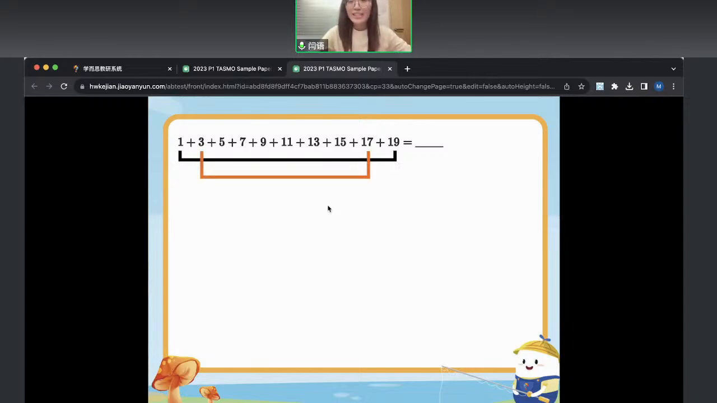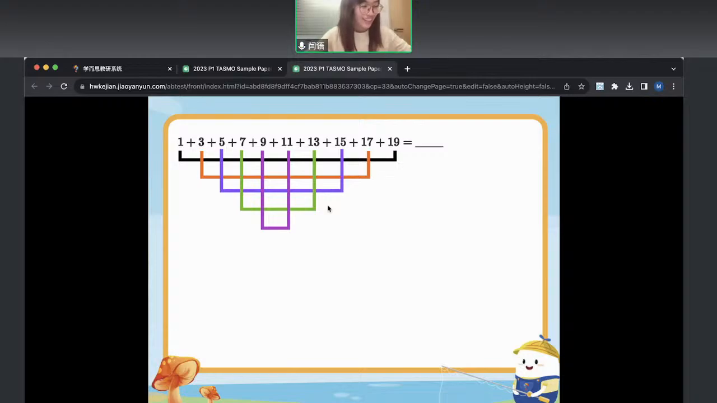And can you find more 20s here? Look, we still have 5 plus 15, right? And also we have 7 plus 13 and 9 plus 11. So in this way, everyone, please tell me, how many 20s are there? Yeah, we see 20, 20, 20, 20, but how many 20s?